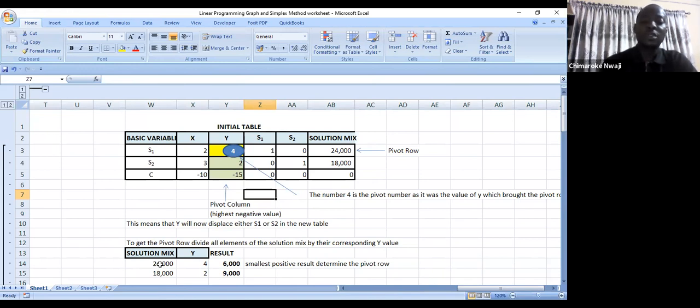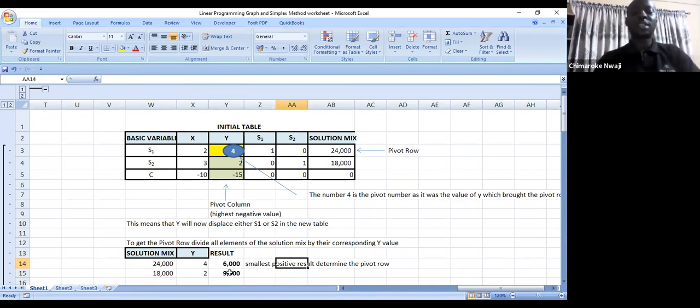And so you see how we divide them here. This one, if you look at it here, it is 24,000 divided by 4. It gives you 6,000. And 18,000 divided by 2 gives you 9,000. And so whichever gives you the smallest result wins the day. So 6,000 here is the smallest result because we divided 24,000 by 4.